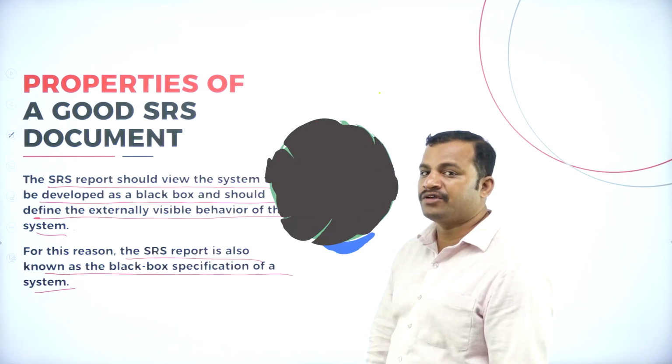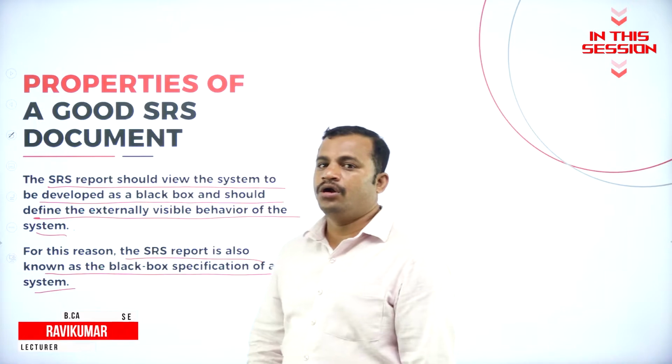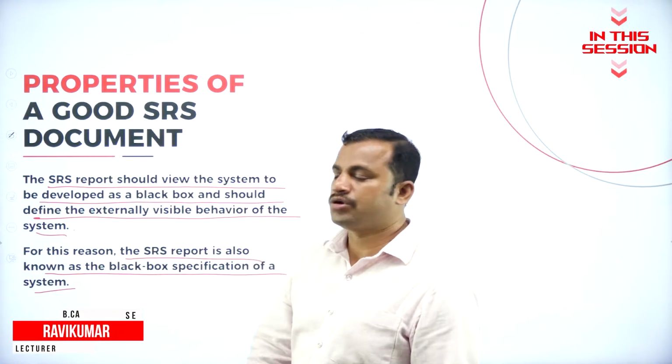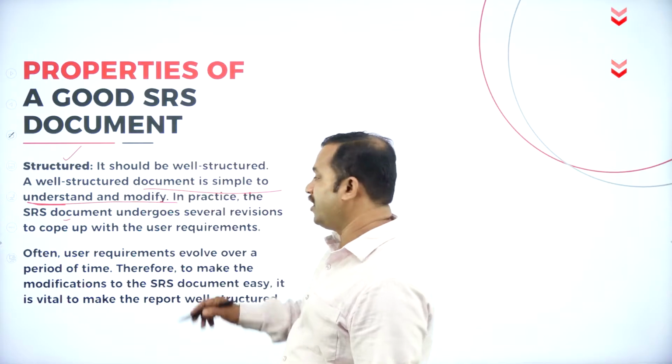the complete information in a well-structured manner to the user or to the developer. That is why it is called as a black box specification. It is well structured when the document is easy to understand and simple to modify.